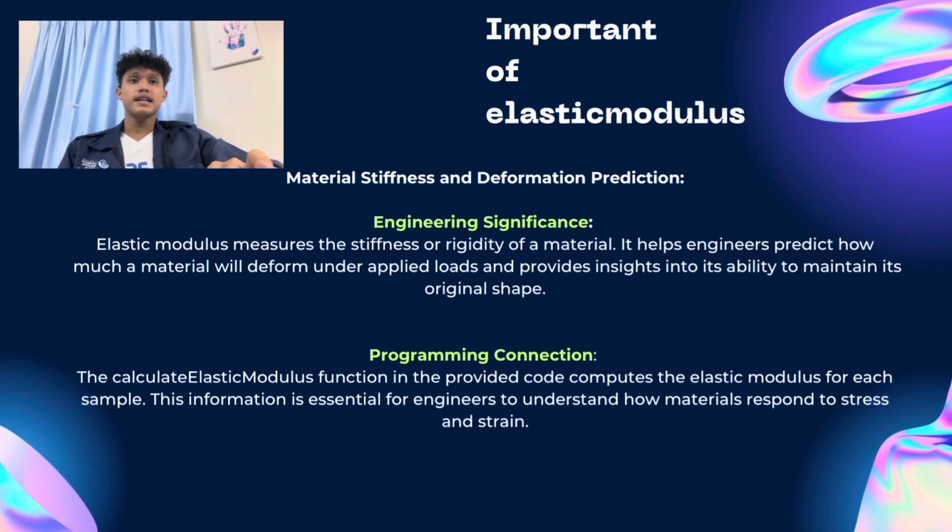The importance of elastic modulus. The first one is material stiffness and deformation predictions. In engineering significance, elastic modulus measures the stiffness or rigidity of a material. It helps engineers predict how much a material will deform under applied loads and provides insights into its ability to maintain its original shape. In the programming connection, the calculate elastic modulus function in the provided code computes the elastic modulus for each sample. This information is essential for engineers to understand how materials respond to stress.